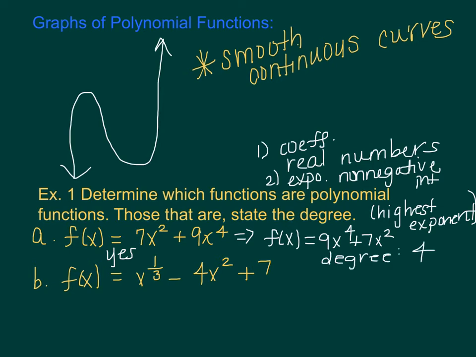And that's going to help us later. For B, now all my coefficients are real numbers. However, I have an exponent that's not an integer. 1/3 is not an integer. So B is not a polynomial.